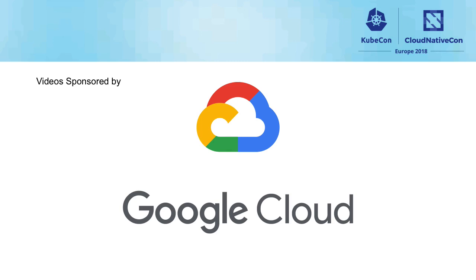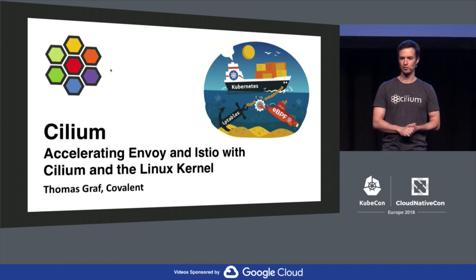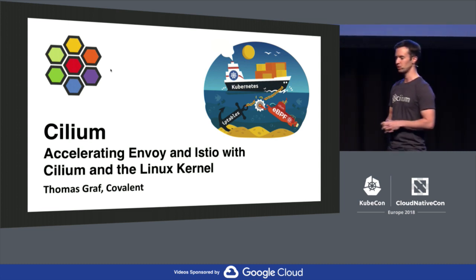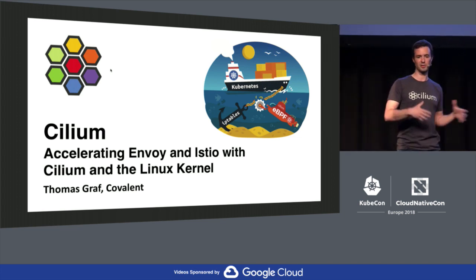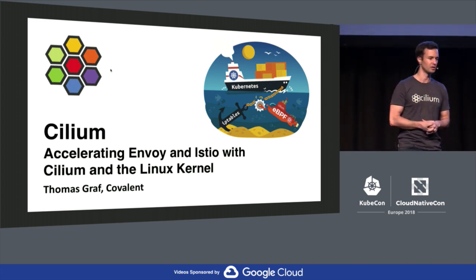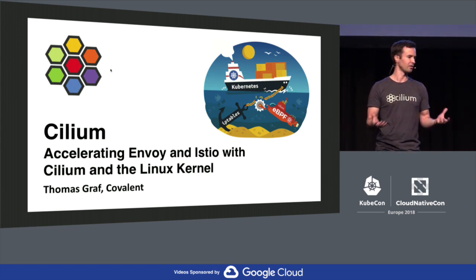Welcome to my talk. My talk is going to be about accelerating Istio and Envoy, or the overall service mesh space or technology that is evolving, using Cilium, using BPF, and using the Linux kernel. Why the Linux kernel? My background is kernel development. I've been a kernel developer for the last 15 years.